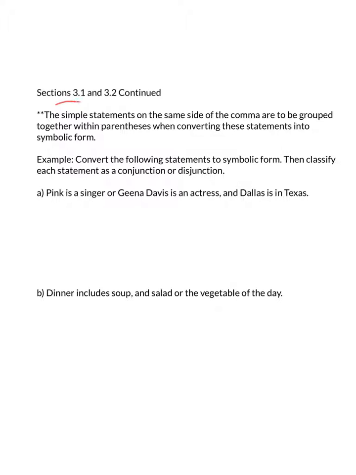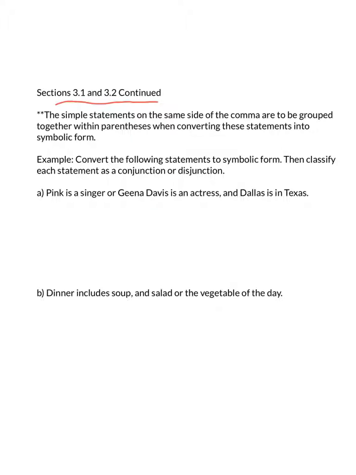Sections 3.1 and 3.2 continued. In the first video, we discussed what negation, conjunction, and disjunction all meant, and the symbols for each of those. We do have two more symbols to talk about, but before we do that, let's take a look at some of the more challenging examples that you're going to see in the homework.